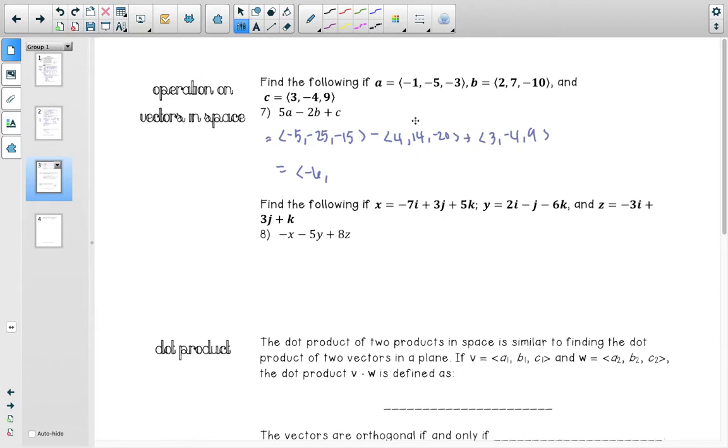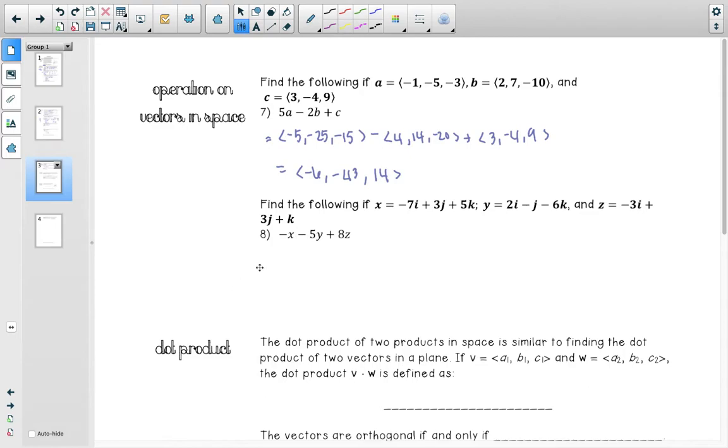So -25 minus 14 minus 4 is -43. And on the last one, you're going to do -15 minus -20, so that'd be +5. And then you're going to add 9, so you get 14, and that's it. Okay. Now this one obviously is in different forms.